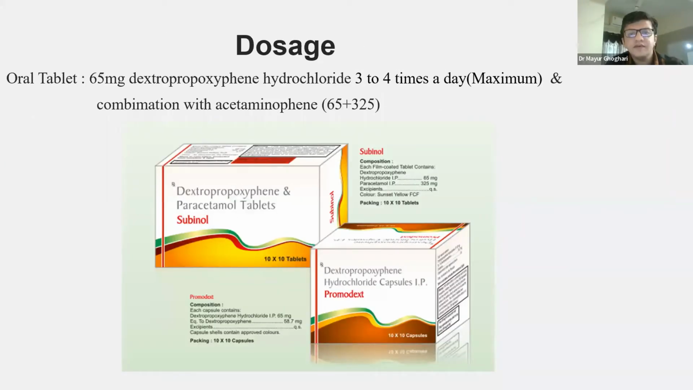It is available in two forms, plain dextropropoxyphene as well as in combination with acetaminophen. Available strength of dextropropoxyphene is 65 milligrams. It should be taken starting from 1 to 2 OD, maximum 3 to 4 times a day.